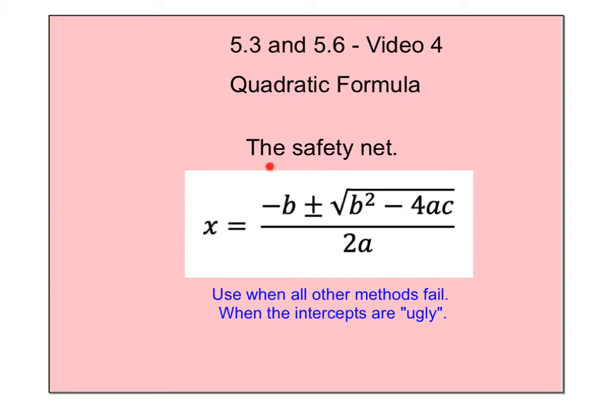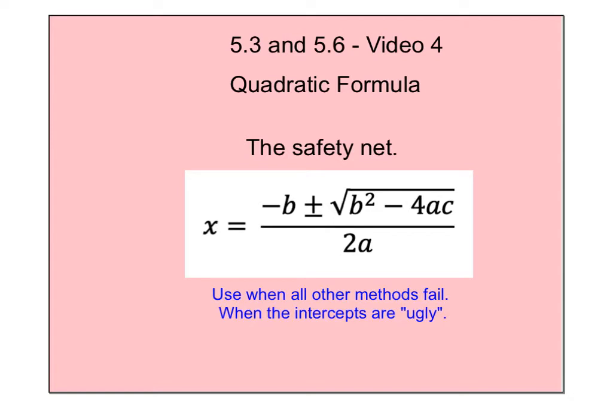This is generally used when the intercepts are really ugly non-integer answers. So this formula will always work for you, but I would encourage you to still use the other methods, solve by factoring and the root method. Use those if you can. They can be faster and easier, but it is true this method will never fail you, and if you're ever stuck, try it out.